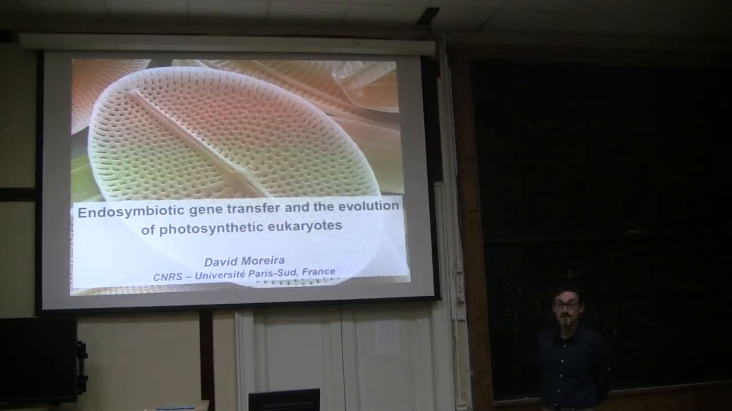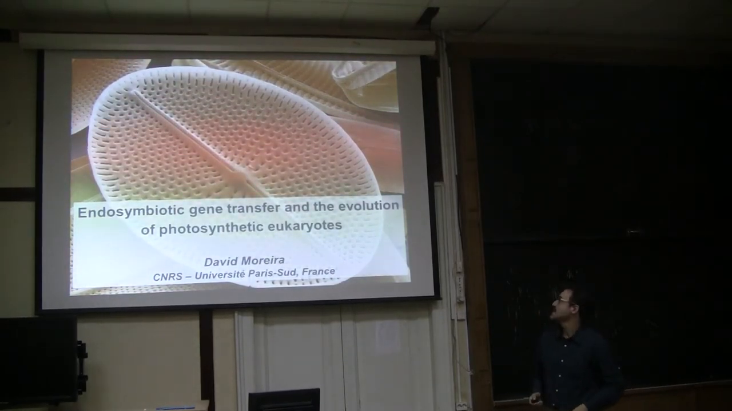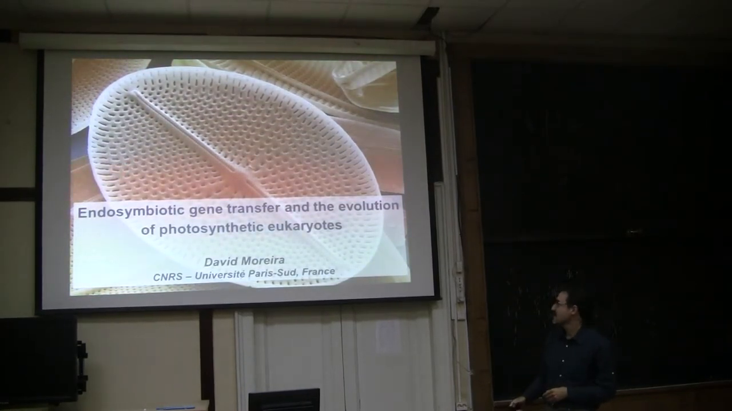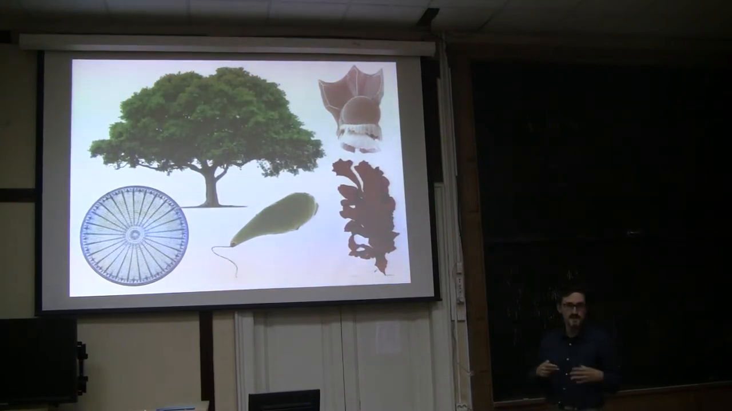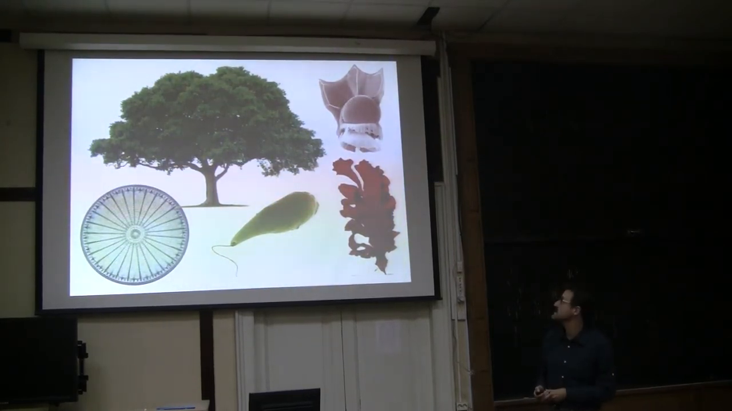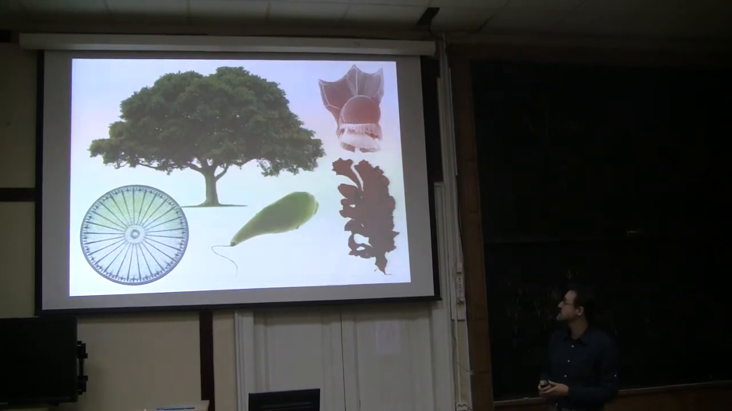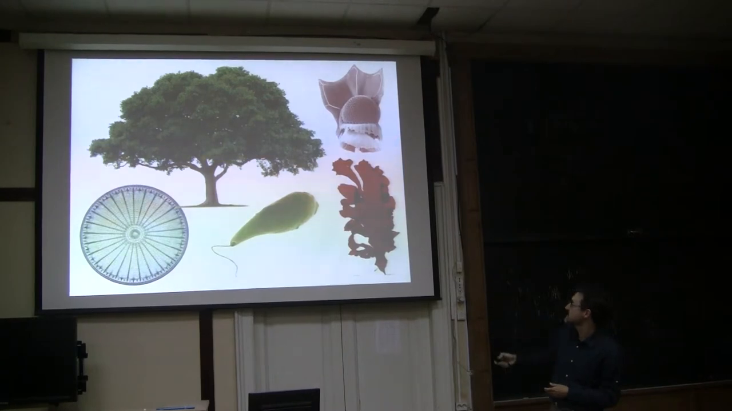Okay, so I'm going to talk to you today about a very specific type of horizontal gene transfer, which is called endosymbiotic gene transfer, which is very, very common in photosynthetic eukaryotes. As you know very well, there are very different types of photosynthetic eukaryotes, ranging from very big trees or macroalgae to a lot of different species of unicellular algae, like this diatom or euglena or dinoflagellates.